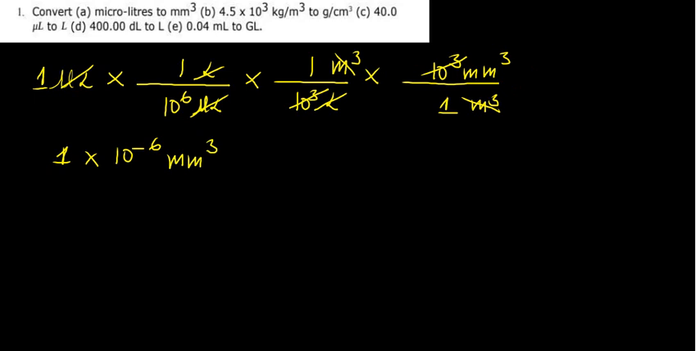So this is the answer. A microliter is the same as 10 to the power negative 6 millimeters cubed. Like when you multiply one by anything, it still remains the same. So this is for part A. That's the answer. Let's look at part B.